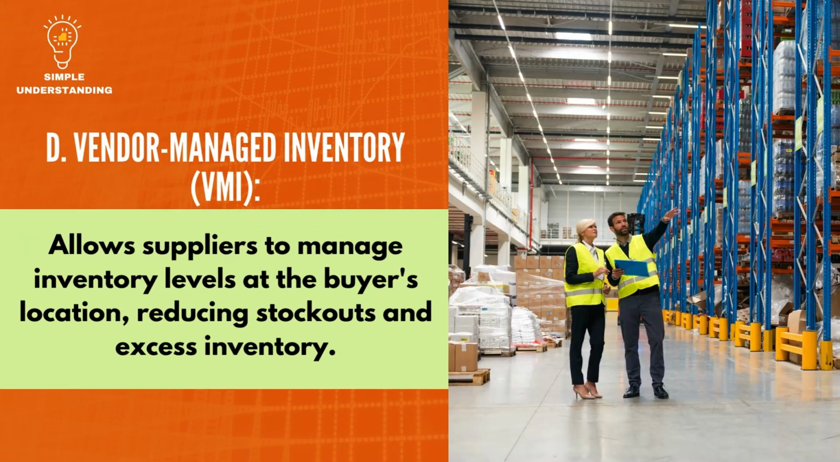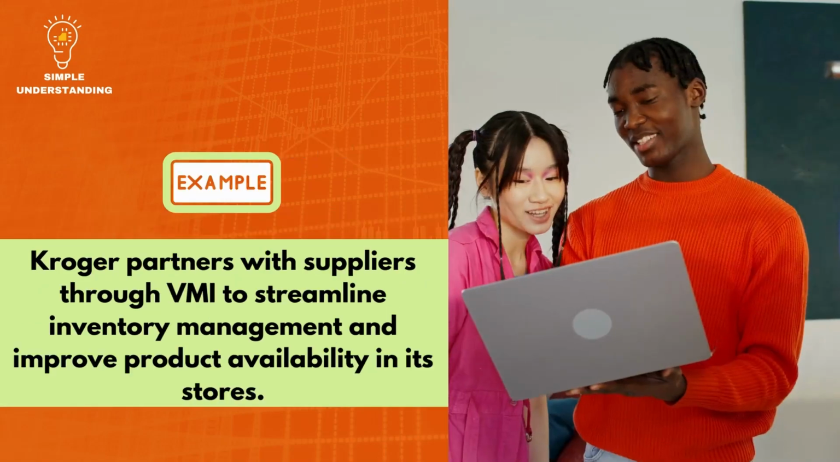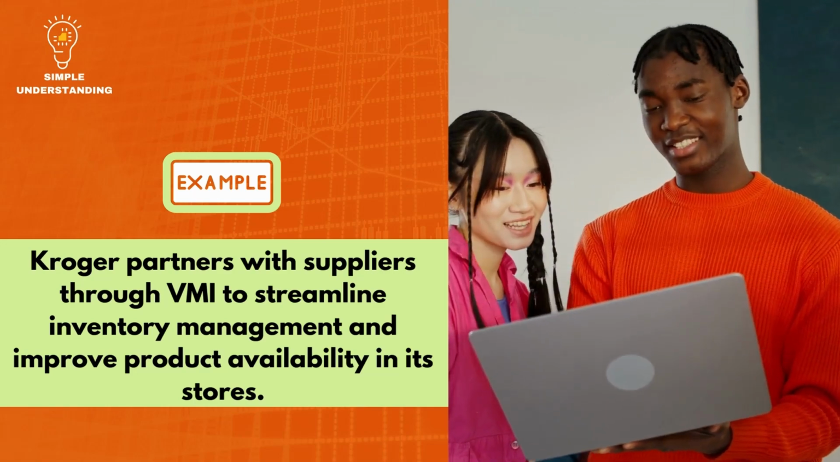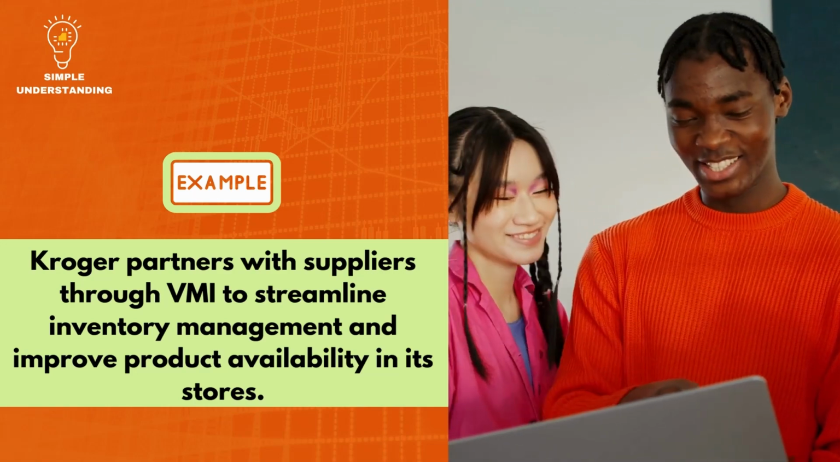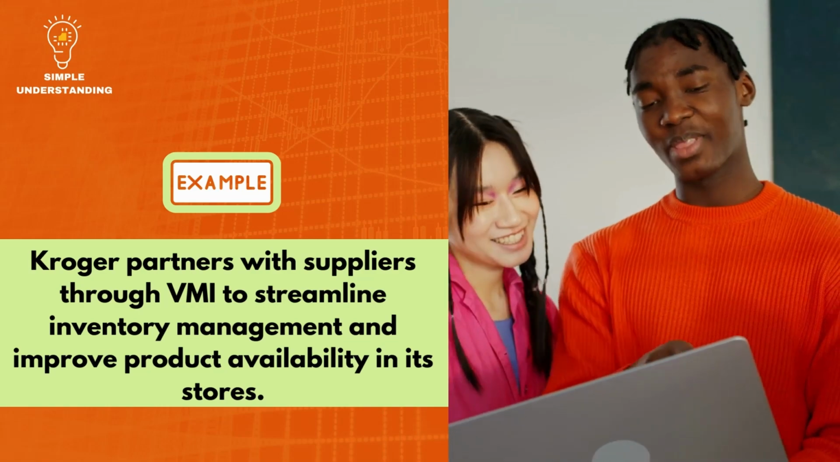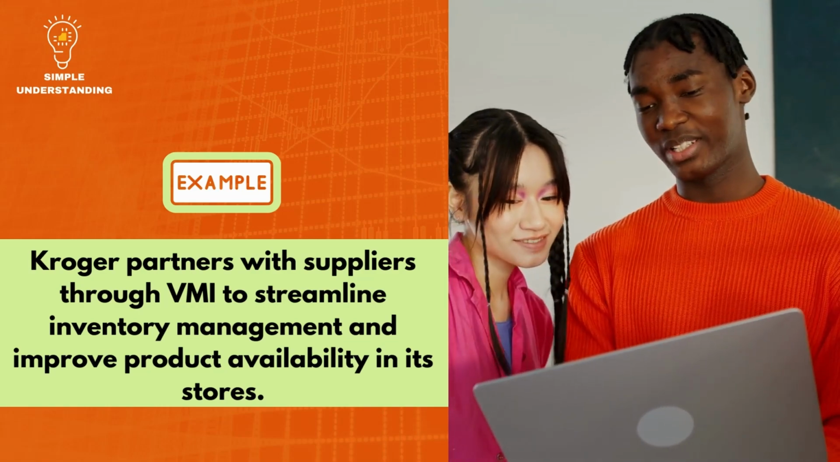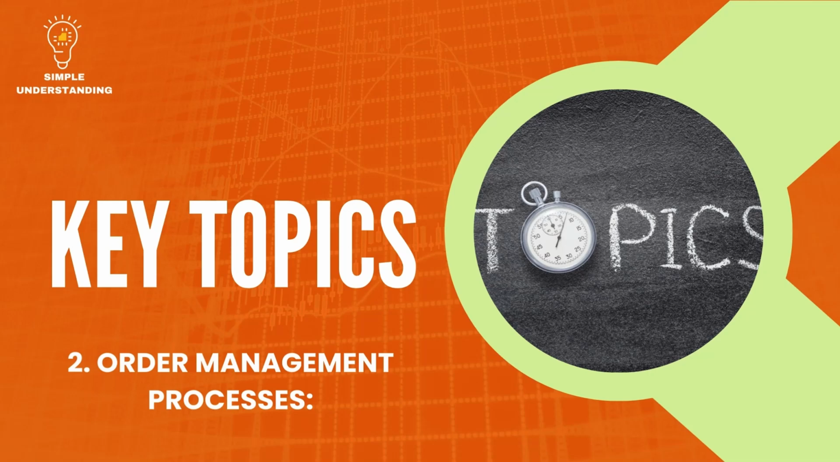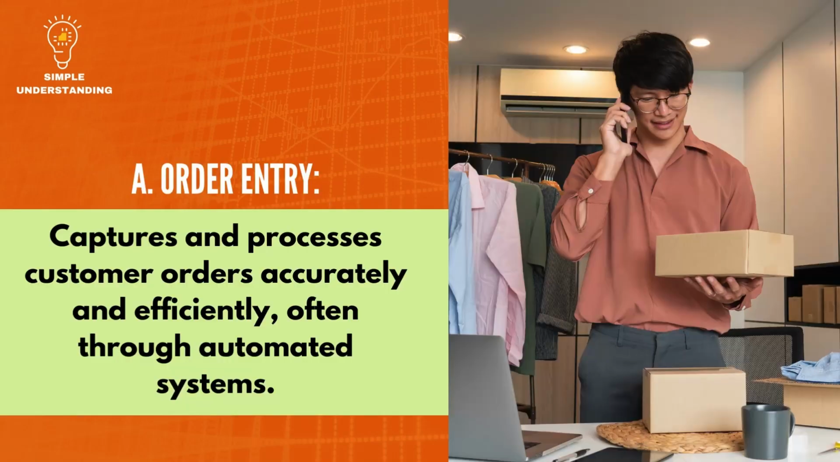D. Vendor-managed inventory, VMI, allows suppliers to manage inventory levels at the buyer's location, reducing stockouts and excess inventory. Example: Kroger partners with suppliers through VMI to streamline inventory management and improve product availability in its stores. Order management processes. A. Order entry captures and processes customer orders accurately and efficiently, often through automated systems.